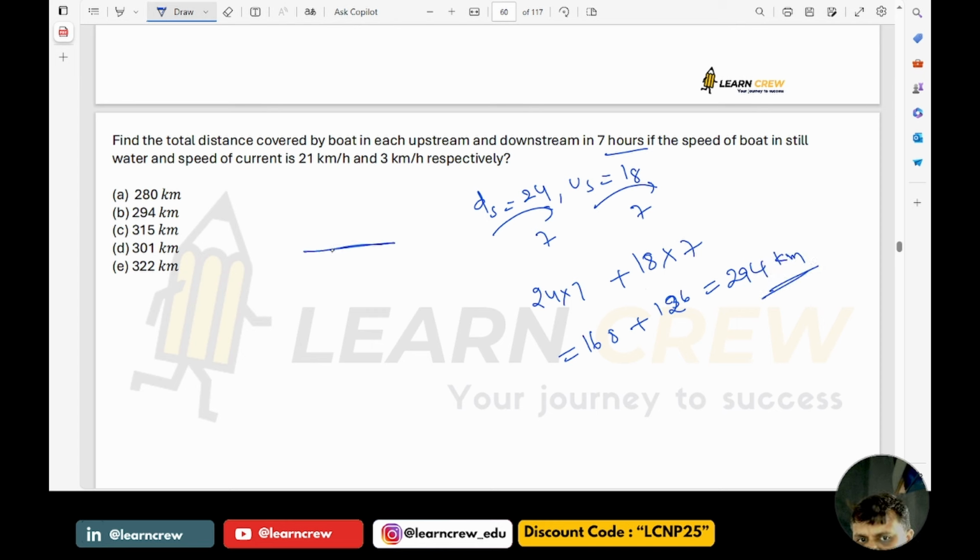It is not asked like this. It is downstream, it is upstream. Same distance traveled is not given. In downstream, it is covering with this speed for 7 hours, with upstream for 7 hours. Then what is the entire distance covered? Entire distance covered during downstream and upstream together. That is 294. Option B is correct.